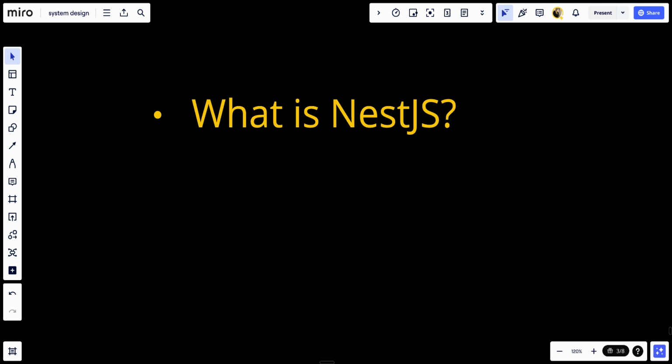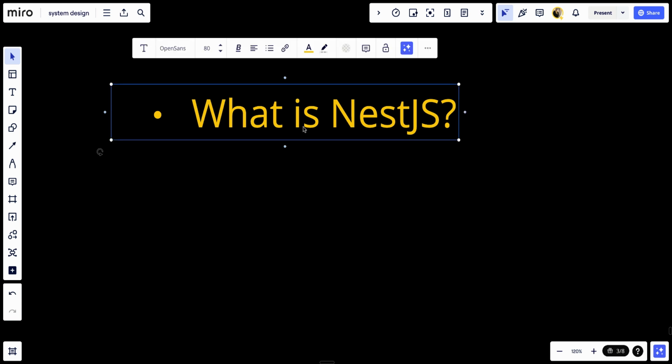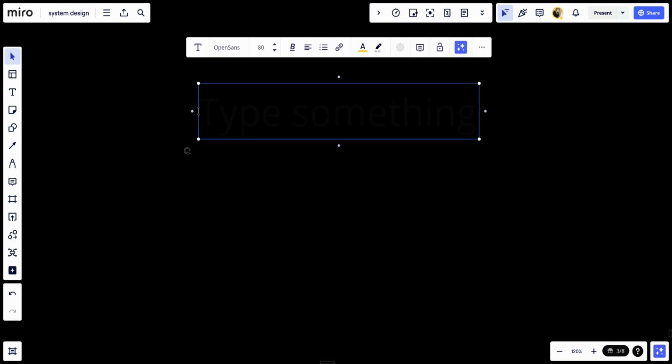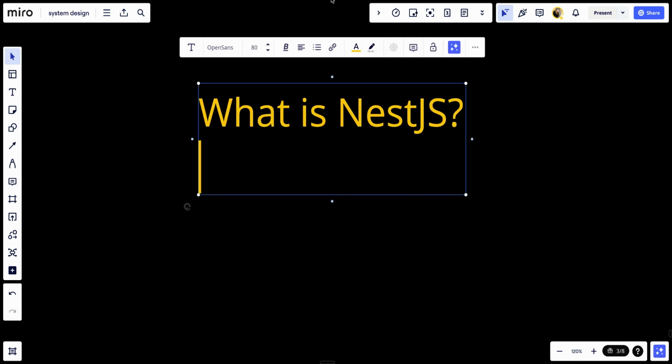NestJS is a framework for building efficient, reliable, and scalable server-side applications. It uses modern JavaScript and is built with TypeScript. NestJS combines elements of object-oriented programming, functional programming, and functional reactive programming. And the core concept of NestJS comes into four sections, or four important things.